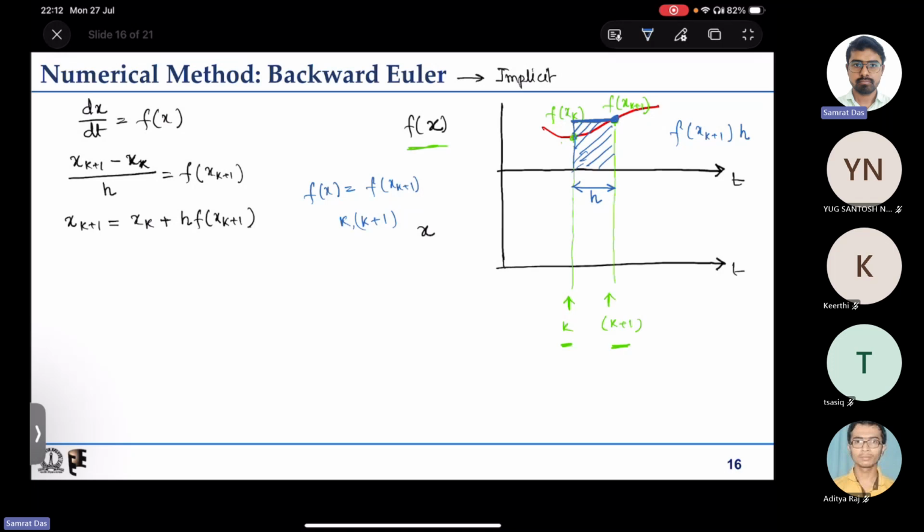So using the integration, xk plus 1 is nothing but xk plus h into f of xk plus 1. So this is the integration output, and this is the previous value, say xk. This is the integration output, so it will increase like this, increase to this, and this is xk plus 1.